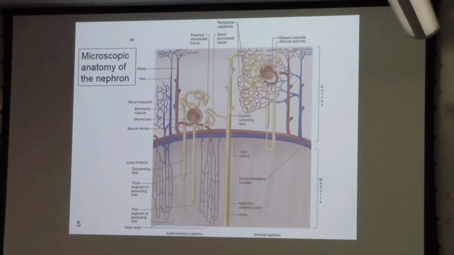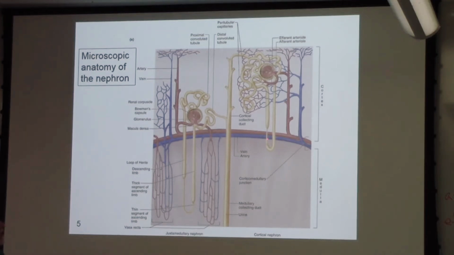Questions about the anatomy and the processing that we're going to be talking about? From this slide and from what you were saying in the first lecture that we had to watch, is it true that the peritubular capillaries are only for cortical nephrons and then vasa recta are only for juxtamedullary nephrons? I'm real careful about saying only.